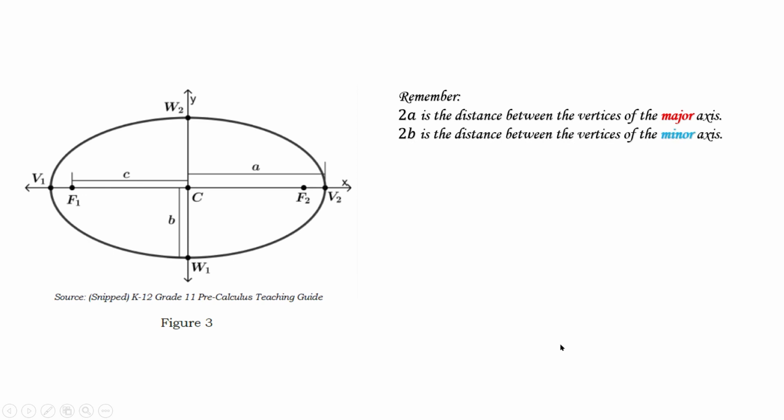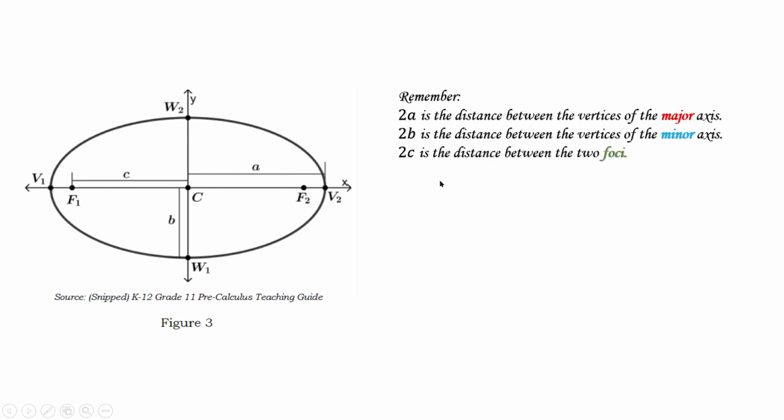Before we proceed to the next topic, I have here an illustration of an ellipse. Remember that 2a is the distance between the vertices of the major axis. In this illustration, the direction of our major axis is horizontal, from V1 to V2. And 2b is the distance between the vertices of the minor axis. Our minor axis is from W1 to W2.